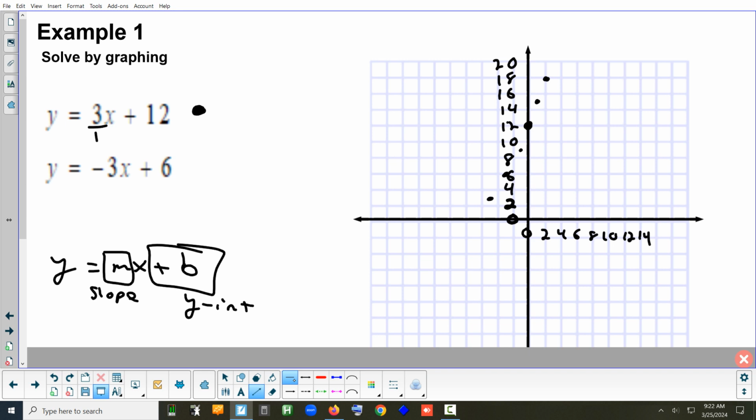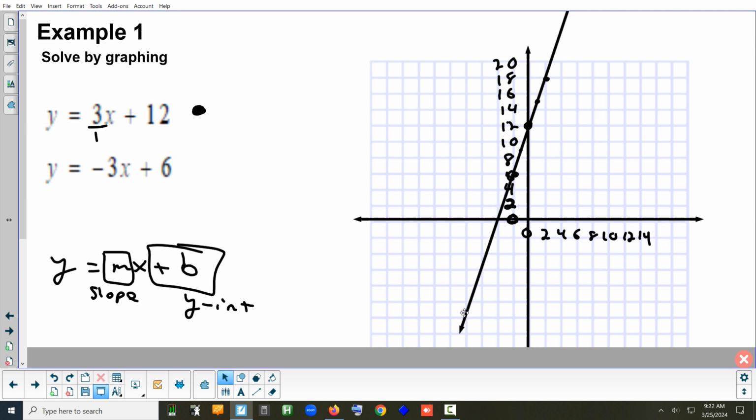Oh yeah, that point was a little off. Sorry, should have been right there. Now it looks good. Okay, so let's draw our line best we can. Okay. All right, so there's my first line.